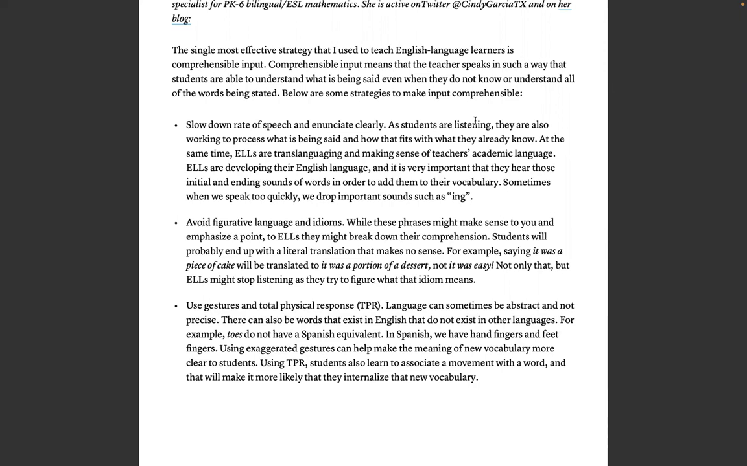And then just throw in something like, oh, this exam is going to be a piece of cake. And I mean, not that that would be a bad thing, but when they don't get cake, it says it right there, saying it was a piece of cake. Translation, so it was a portion of dessert, not it was easy. So it might make ELLs stop listening as they try to figure out what the idiom means.